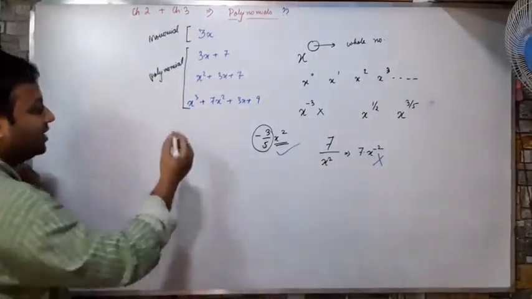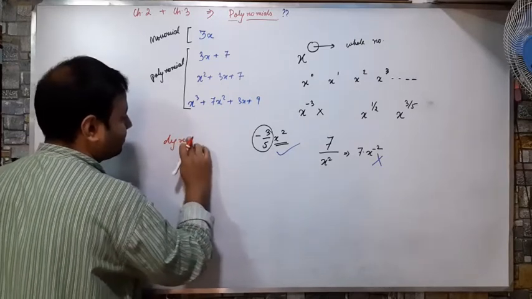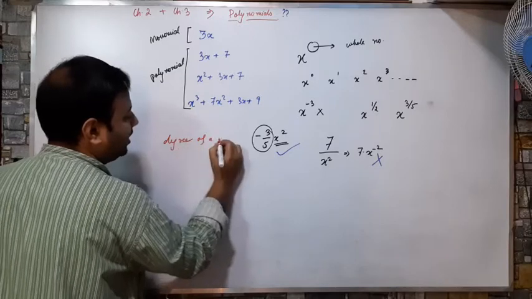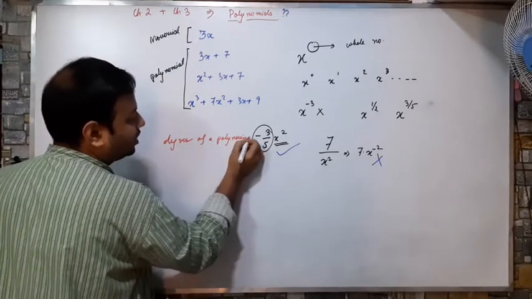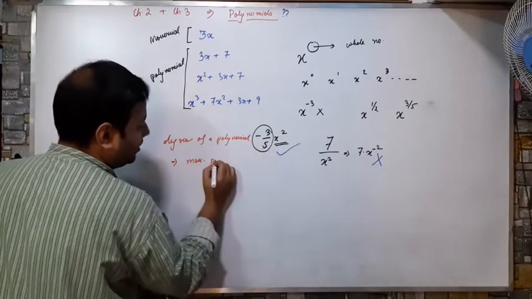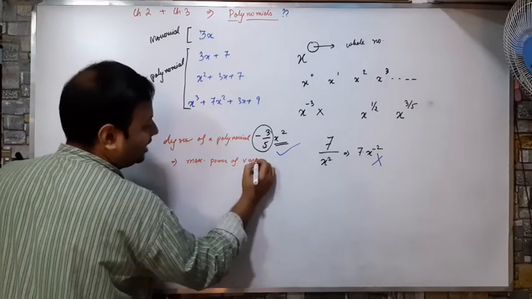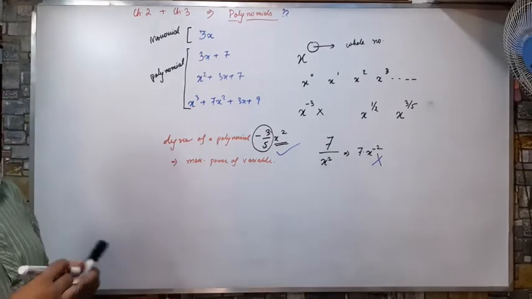Next, what is the next topic? What is the degree of a polynomial? Degree of a polynomial. Degree means maximum power of the variable. The maximum power of a variable is known as the degree.